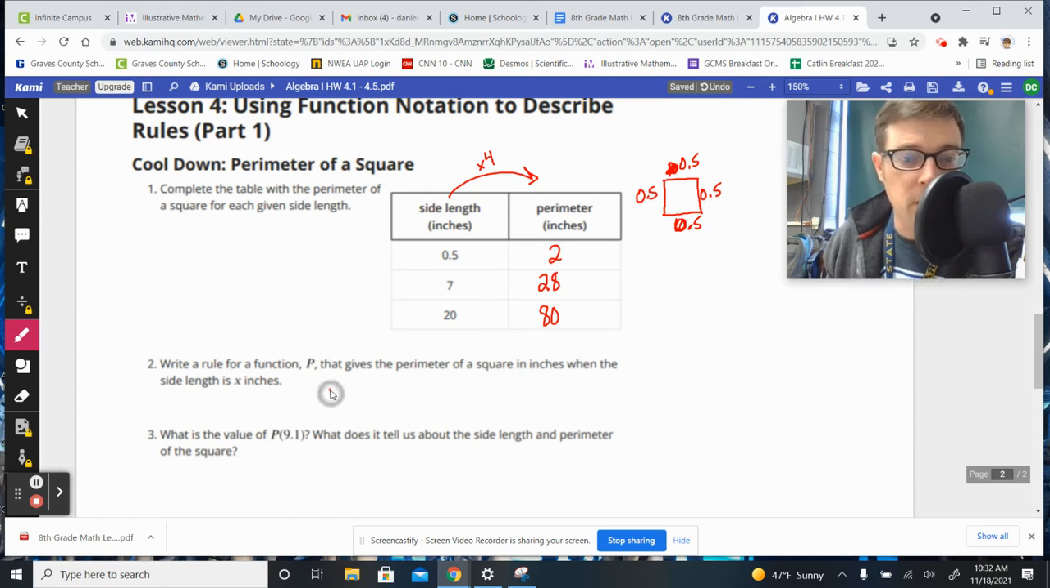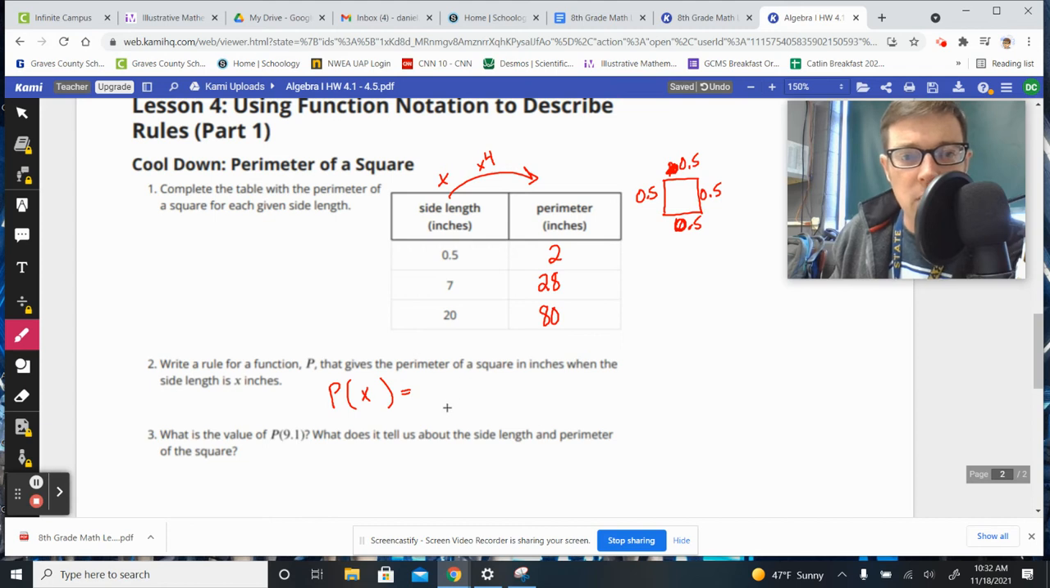And then it wants us to write a rule for a function. We're going to call the function p. So we just jot down the p, open parentheses, that gives the perimeter. So it's going to give the perimeter of the square in inches when the side length is x inches. So x is going to be our input that we plug in. These are our side lengths. All right, so p of x.